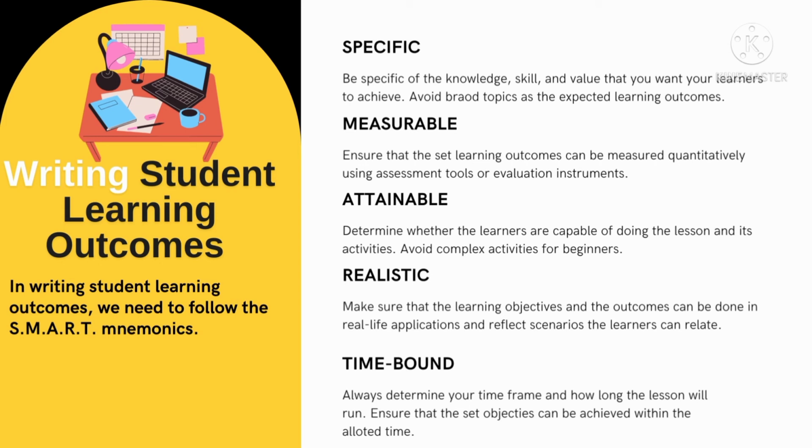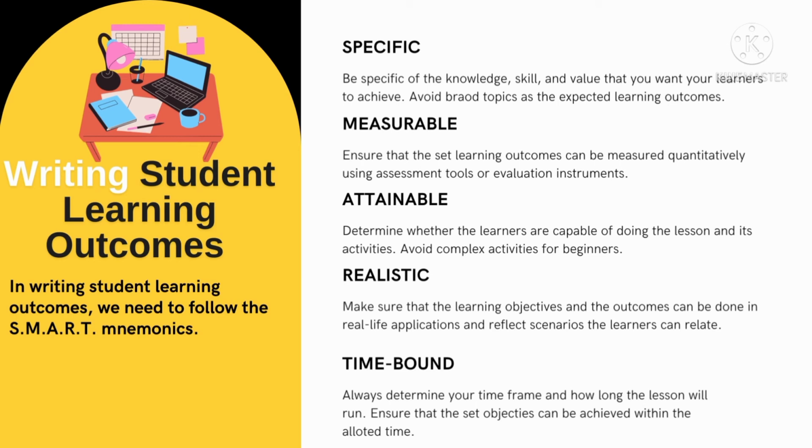The learning outcomes must be measurable so that we can ensure that it can be measured quantitatively using assessment tools or evaluation instrument. It is attainable. Attainable learning outcomes means that students will have an effective learning. They will be given activities that are suitable with their abilities. Therefore, when making learning outcomes for the beginners, we should avoid complex activities just to make that particular learning outcome included in the higher order thinking skills.